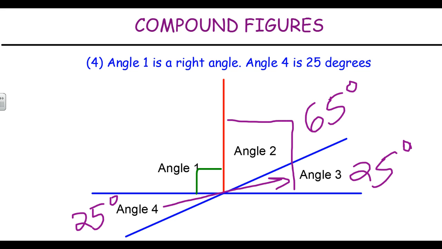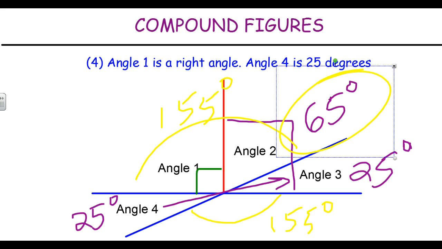Or we can look at it from the point of view that if angle 3 and angle 4 are 25 degrees, this one is going to have to be 155 degrees. So this one will also have to be 155, and in order to make 155 from a right angle and another angle, we have to have a 65 degree angle. So that's the idea behind solving compound figures. It's just taking things that we know and using them to solve for parts of different problems.